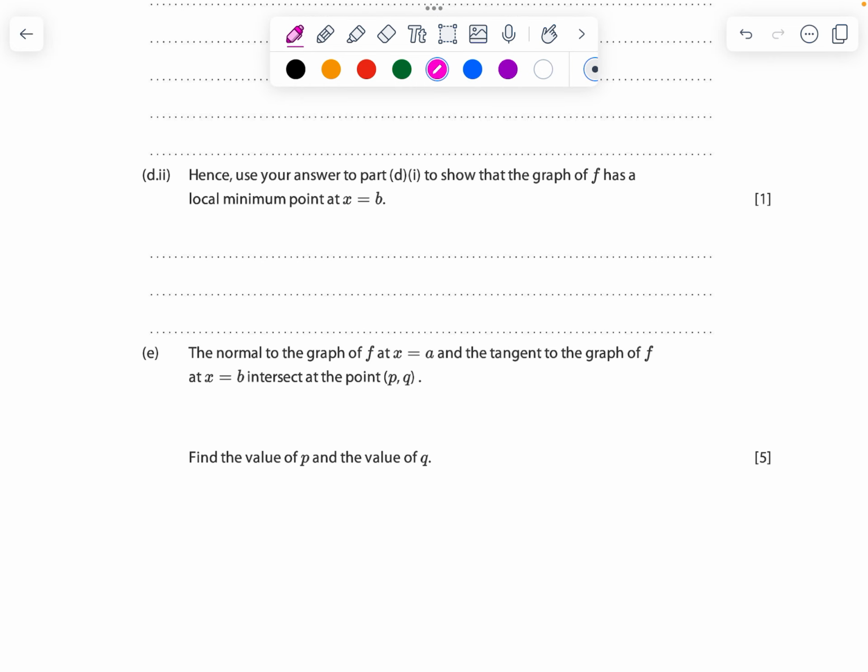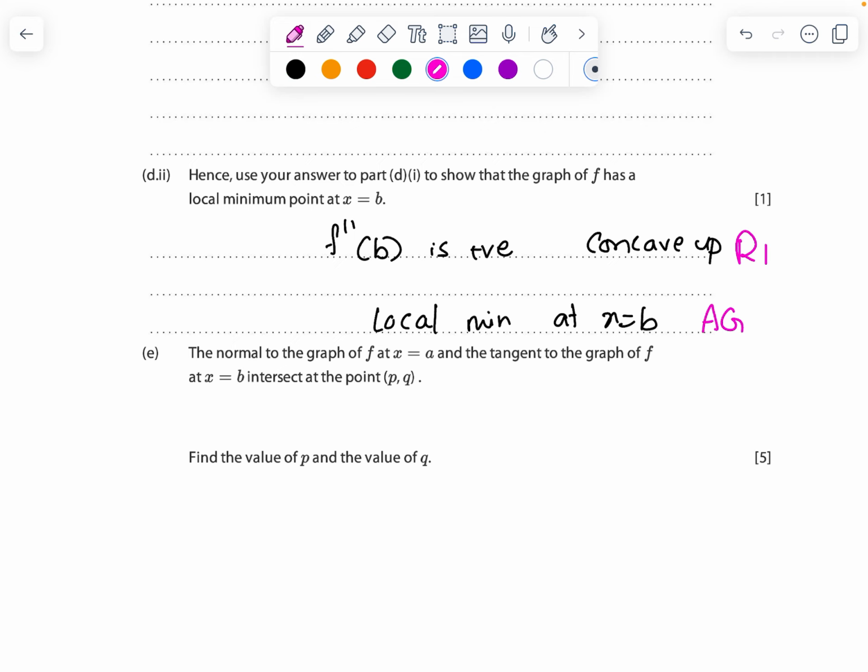Hence use your answer to part D to show that the graph of f has a local minimum point at x equals b. So what we can write is f double prime b is positive. So it is concave up. So it is a local minimum at x equals b. So this is reasoning 1 and this is answer given.